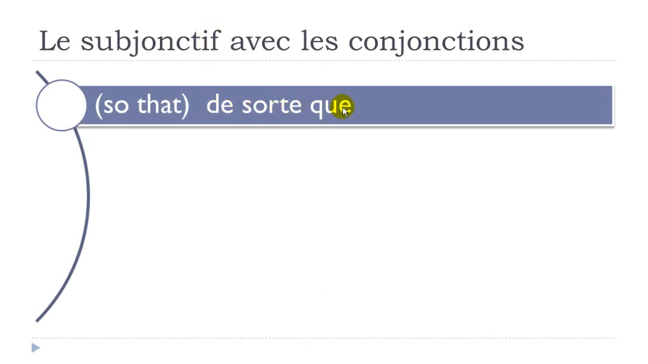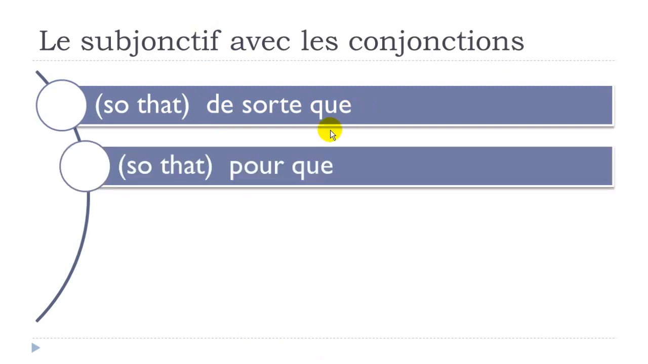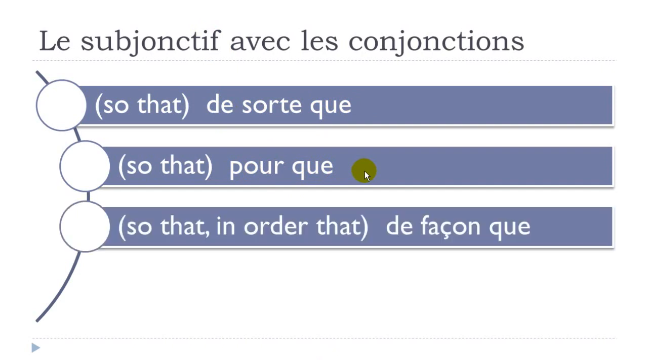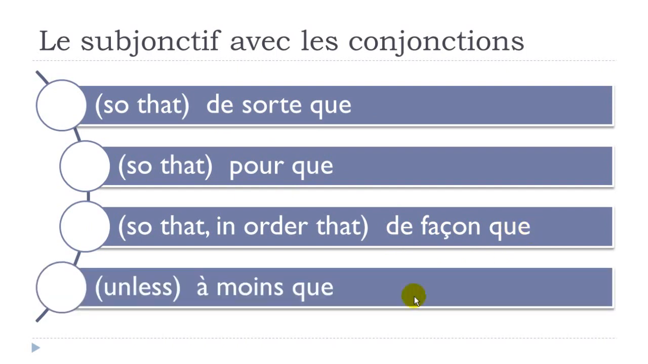De sorte que, pour que, de façon que, à moins que. Okay, one more time: de sorte que, pour que, de façon que, à moins que, and then remember, after them, you will use le subjonctif.